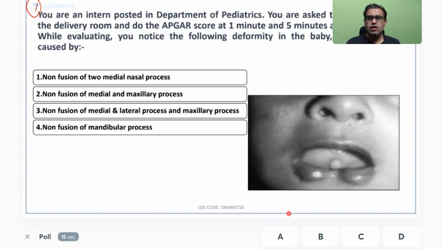Very good. You can see that there is a defect, and hence you can easily answer over here. I guess most of you have answered. The defect is lying over here.